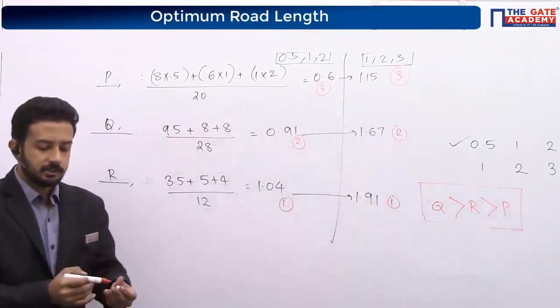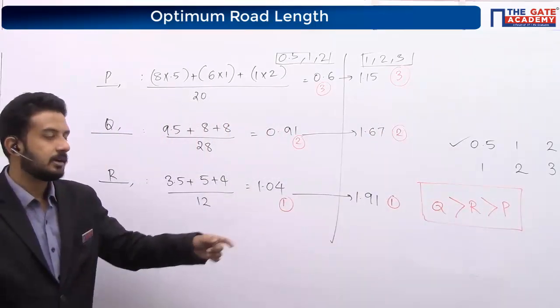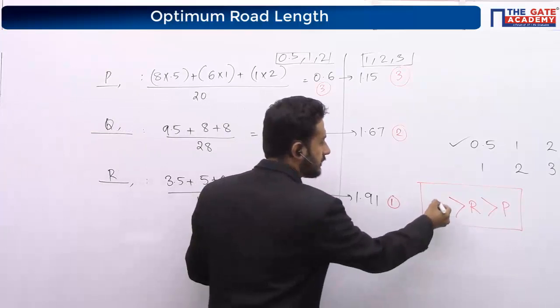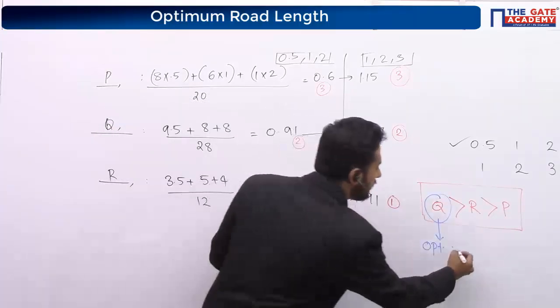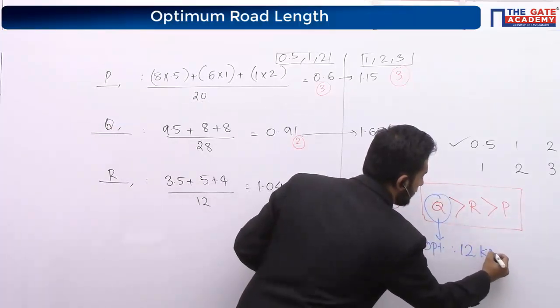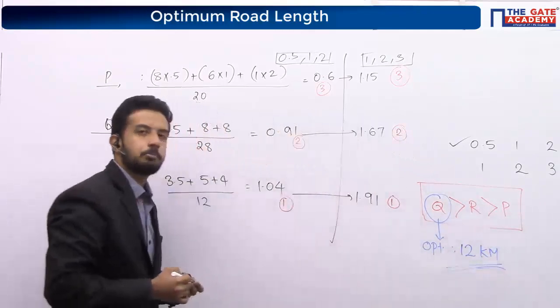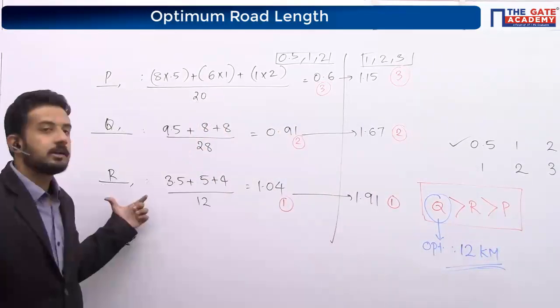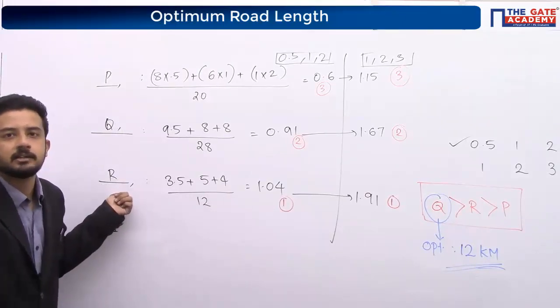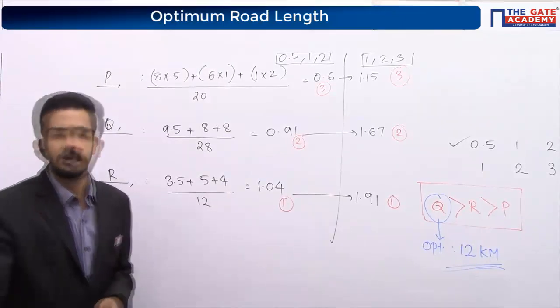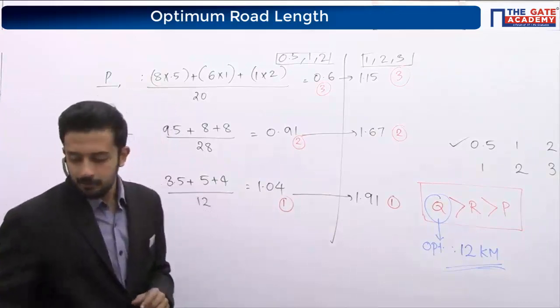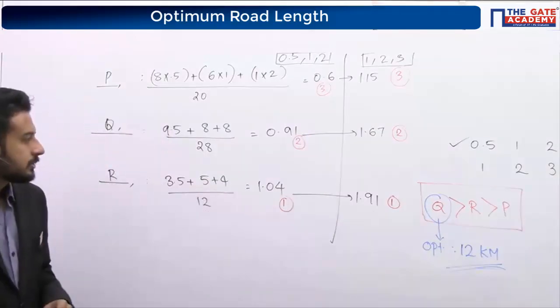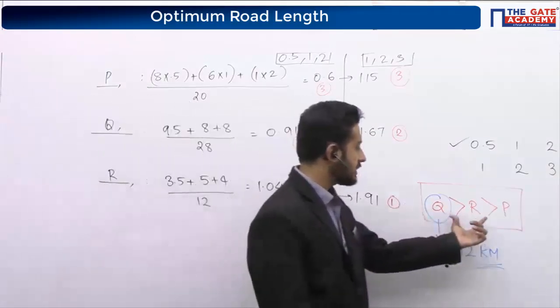One more question I can ask you from this same data: what is the optimum road length? Very good. 12 kilometers. Correct now, optimum road length. So anything they can ask you. For R you are getting, na? Okay, understanding? 12? Okay, don't make mistakes. So this is what they have asked in the GATE exam.